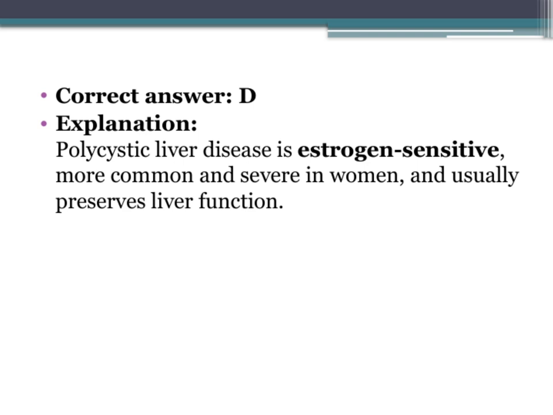Another important aspect is that despite the presence of multiple cysts, liver function is usually preserved. So even though the liver may look quite affected, its ability to perform essential functions often remains intact. Overall, understanding these points helps us distinguish polycystic liver disease from other liver conditions, especially in the context of patient presentation and management. It's a good example of how hormonal factors can influence disease severity and prevalence.